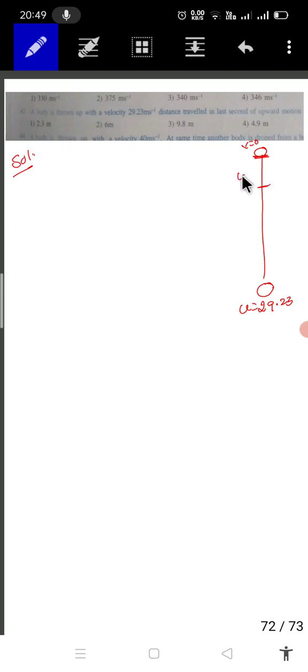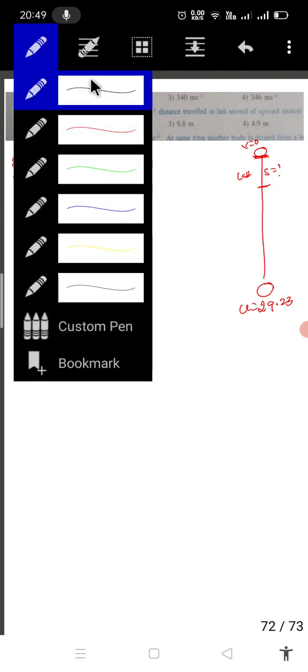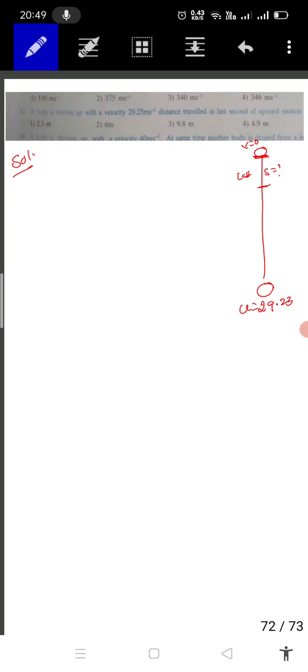So here, last second in case of a vertically projected body, at this time, what is the distance covered? So there is one small logic here. The distance covered by the vertically projected body in the last second is equal to the distance covered by the freely falling body in the first second. So based on that condition we are going to calculate this one.